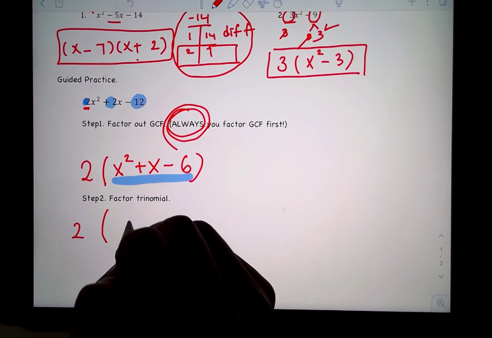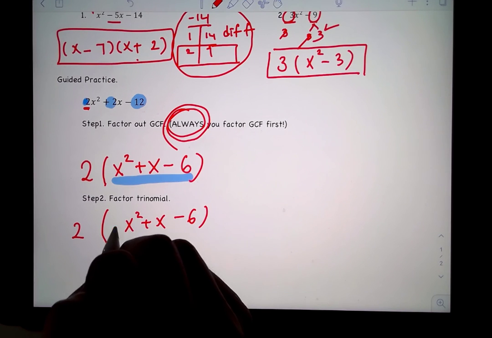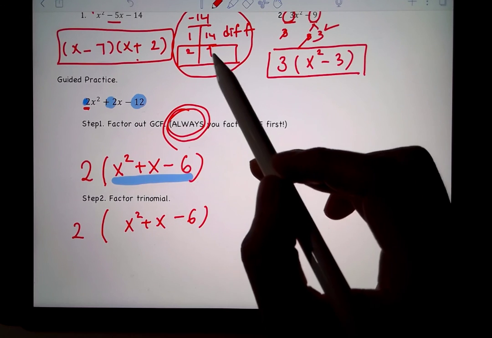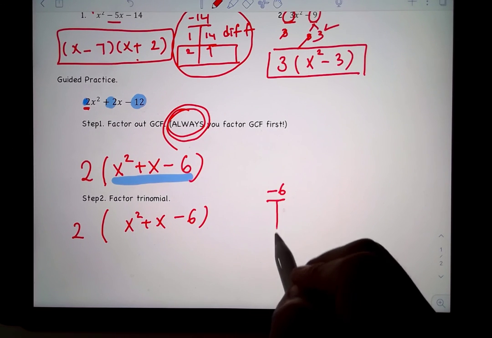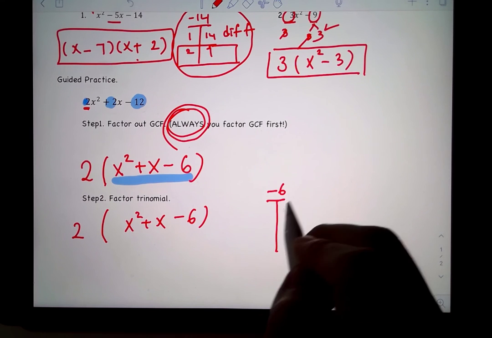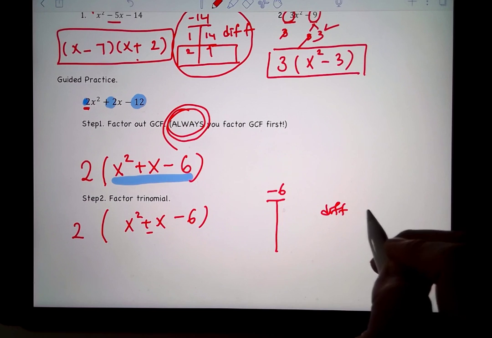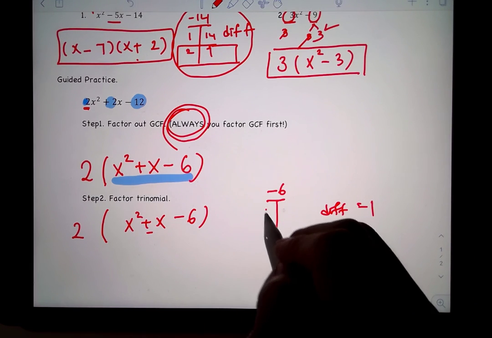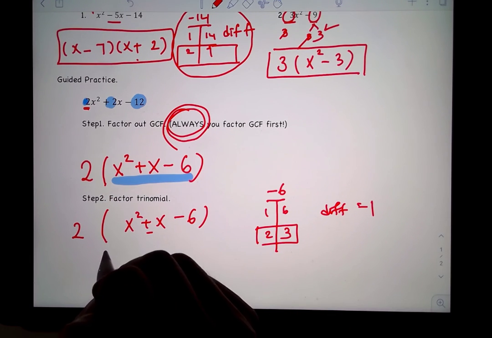And now, look at the inside. When you look at the inside, your A is 1, right? So we can do this table. Take your -6 and let's break it down. We want the difference to be 1. We are getting two numbers whose difference is 1: 1 and 6, 2 and 3. So 2 and 3, right? 2 and 3 are my numbers. So you're just factoring that one.